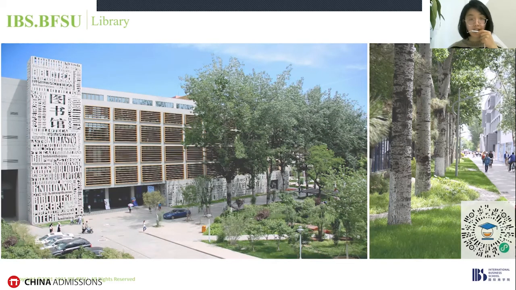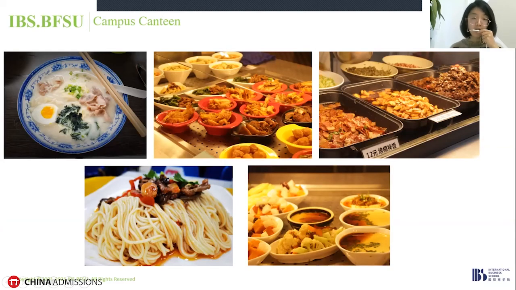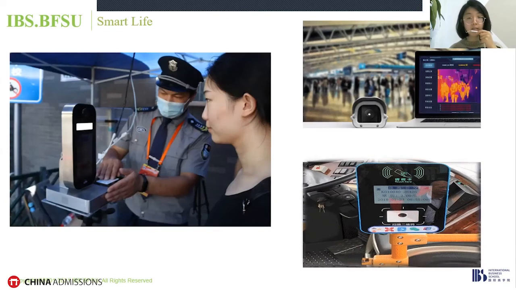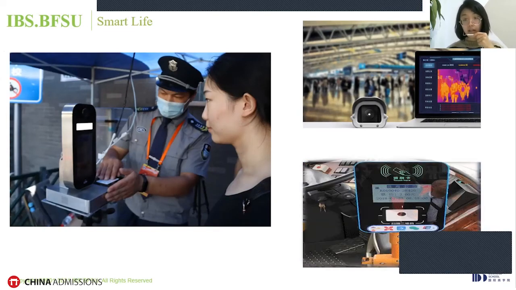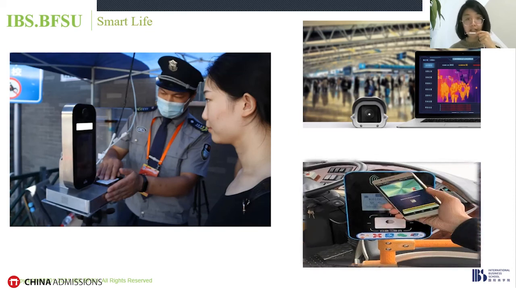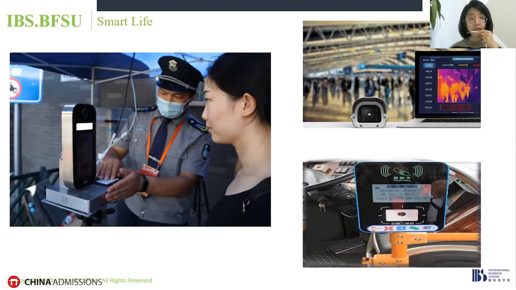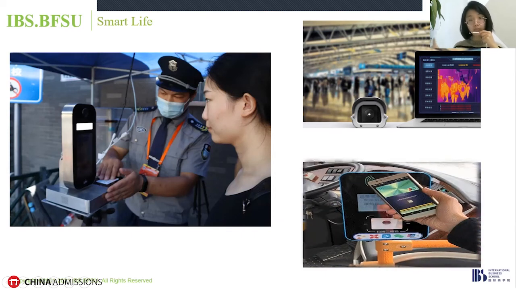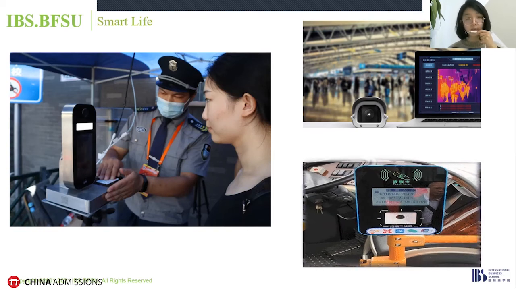Well, let's move to our canteen. We have 5 canteens. 3 are located in the East Campus and another 2 are in the West Campus. And the food here is very cheap. You can see a set meal is just around 10 to 15 yuan. And as Isa mentioned before, life here in China, in Beijing, in BFSU is very convenient. You can just scan your face or scan the card to enter our campus, and you can just touch your phone to pay for the bus or the subway.